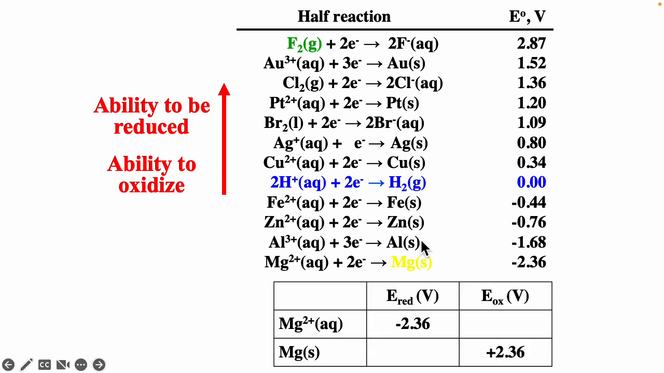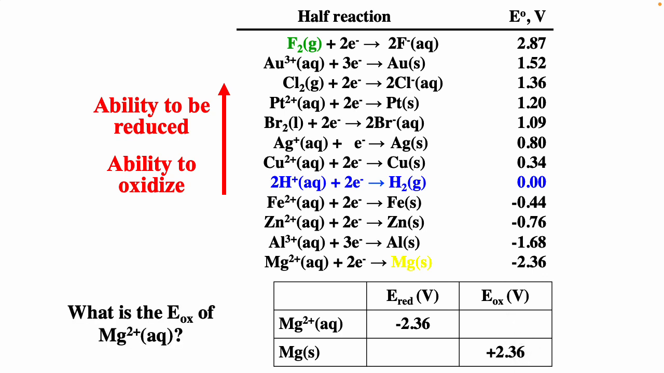Looking at the table, we get that magnesium 2 plus going to magnesium metal has a reduction potential of minus 2.36. If we flip the reaction, putting the magnesium metal as a reactant, and so magnesium metal going to magnesium ions plus 2 electrons, that would be a plus 2.36. And so that would be the oxidation potential for magnesium metal.